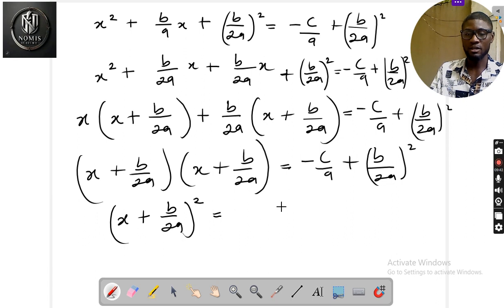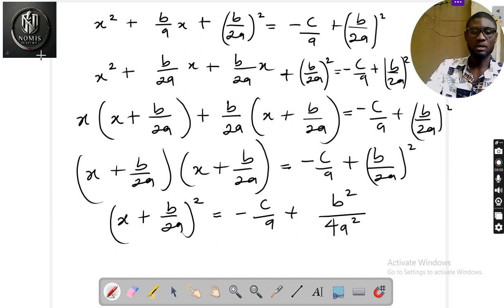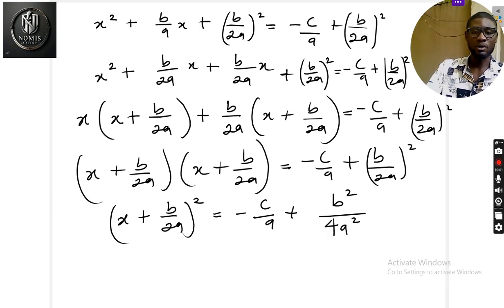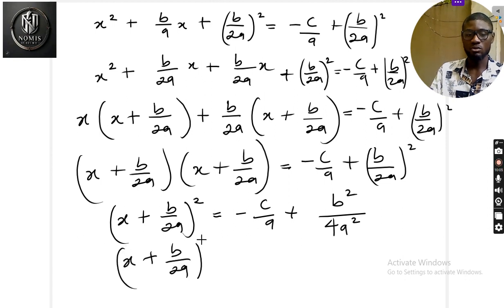I find the LCM of a and 2a. So the LCM of a and 2a is, okay, let's expand this. So this becomes minus c all over a plus this will be b squared all over 4a squared. Now that we've expanded that part, we can continue to say x plus b all over 2a all squared is equal to, the LCM of this will be 4a squared. So if I say 4a squared divided by a, what are we going to have? 4a squared divided by a is 4a.